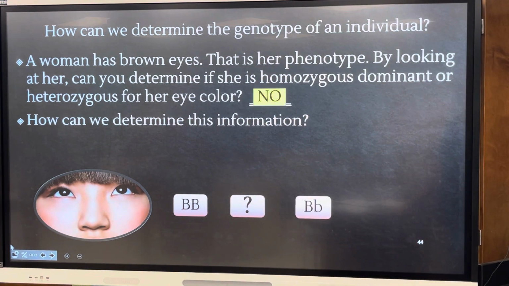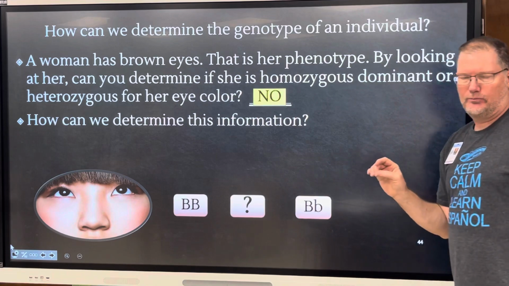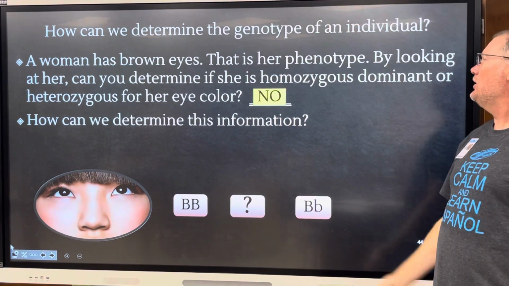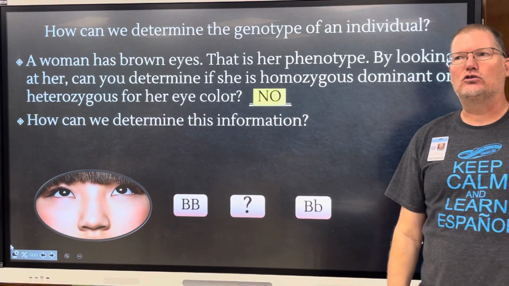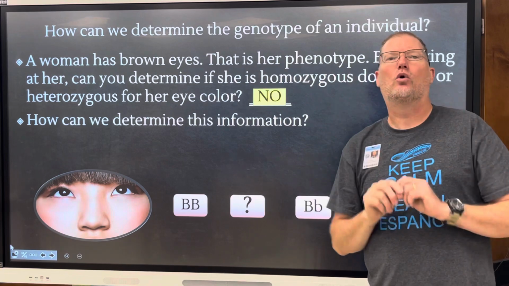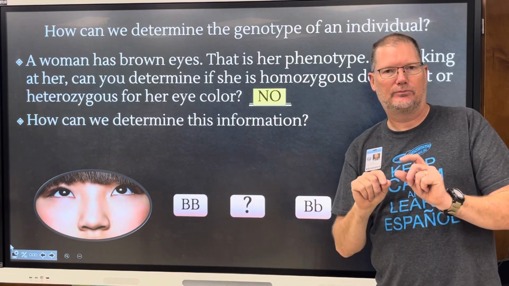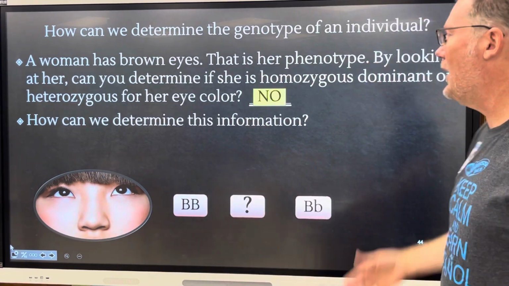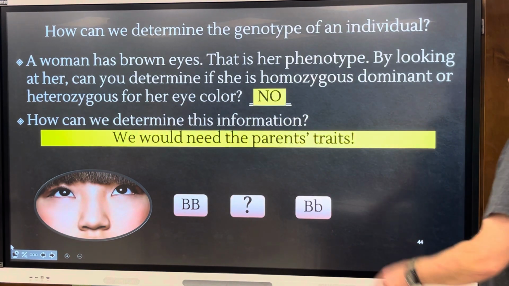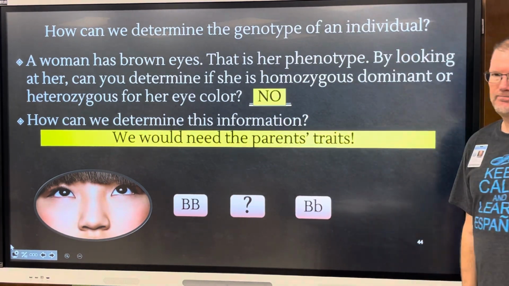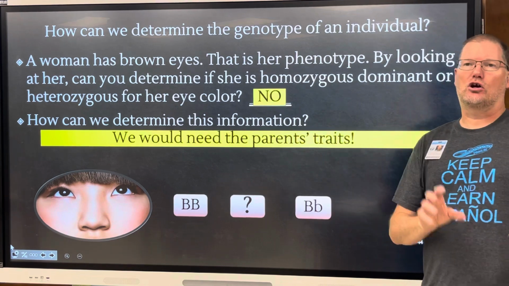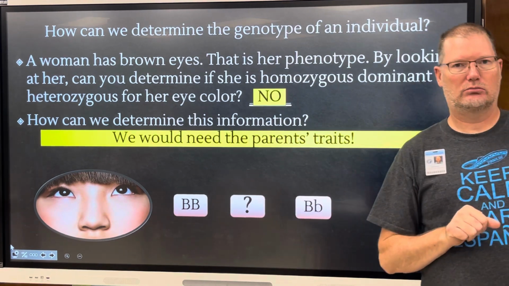So how do you determine the genotype of one individual person? So if a woman has brown eyes, that's her phenotype, right? By looking at the woman, can you determine if she's homozygous or heterozygous? Can you determine if she has big B, big B for her alleles from her mom and dad, or does she have big B, little b, one from mom, one from dad? You can't tell, can you? So the answer is no. So how can you determine this information? You would need the parents' traits. You would need to know what the parents were in order to determine which of these she was.